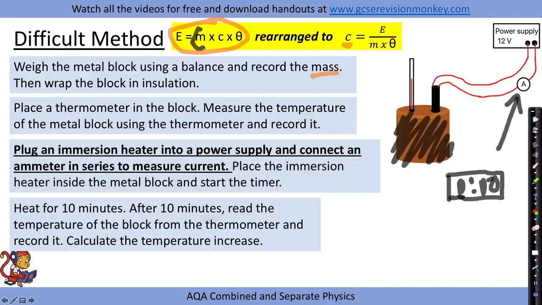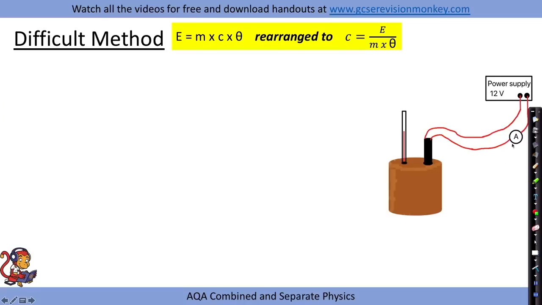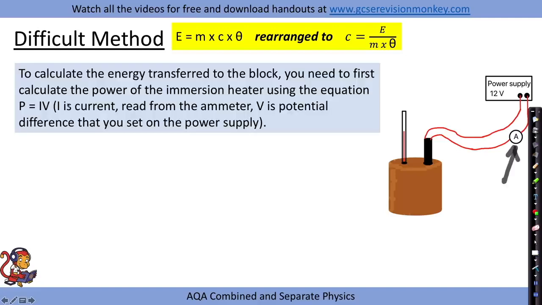So we've got mass like before, we've got theta, temperature change like before, and what's different is how we're going to calculate energy. So if we've calculated current, you need to use the equation for power. P equals I times V, where I is the current, which is read from the ammeter, and V is the potential difference that you set on your power supply. So using this equation here, we can calculate power by multiplying the reading from the ammeter by the reading that you've set on the power supply for potential difference.